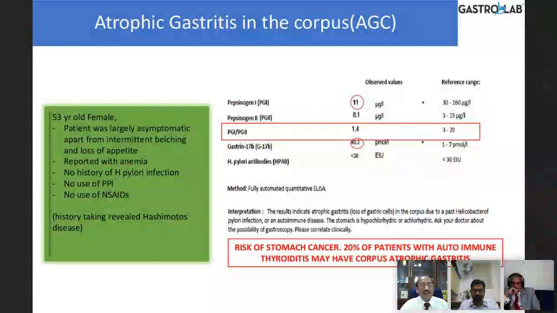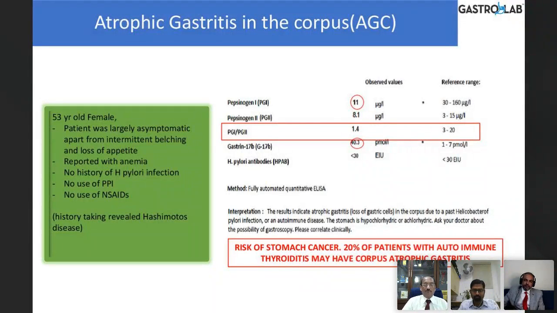Look at this scenario: a 53-year-old lady who is asymptomatic apart from belching and loss of appetite, and has anemia. No H. pylori, no PPIs, no non-steroidals, but the patient had Hashimoto's thyroiditis, which is autoimmune thyroiditis. So this lady had a low pepsinogen 1, while pepsinogen 2 was normal, and the PG1, PG2 ratio was low. Gastrin levels were high, 40, and the H. pylori antibody is negative. So there is an atrophy of the corpus mucosa. That's why this pepsinogen 1 is low.